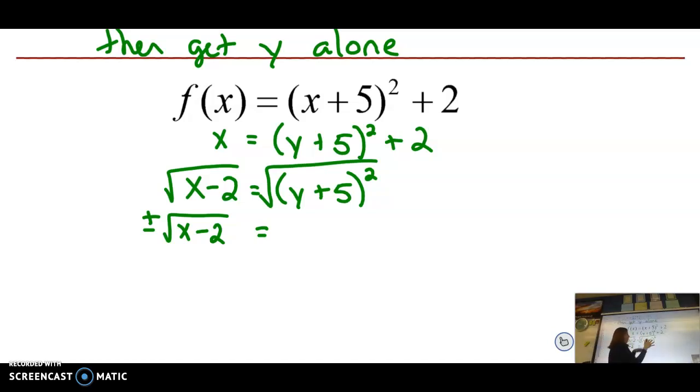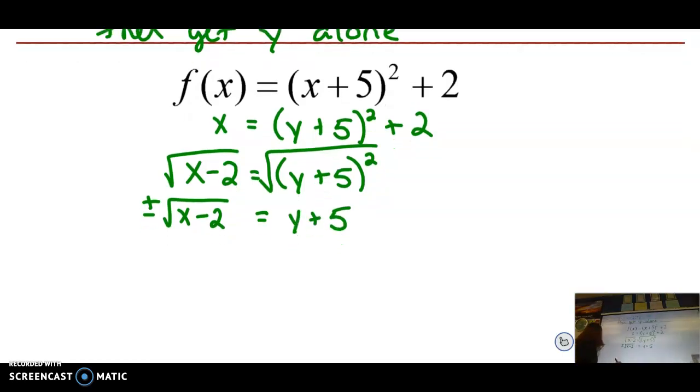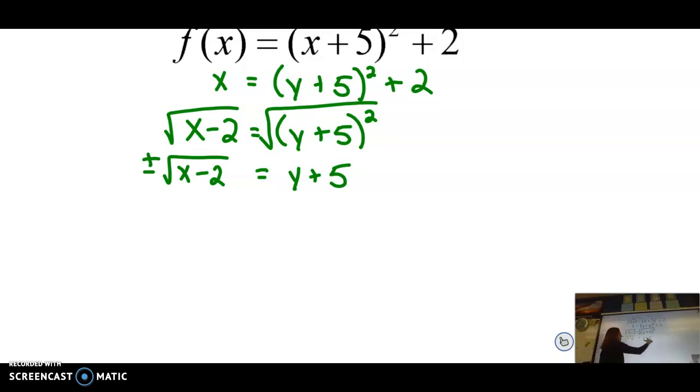On the right side, the square and the square root cancel. You don't need any plus or minus over here. You just end up with the y plus 5. So then what we end up doing is subtracting the 5, and notice that's after the square root.